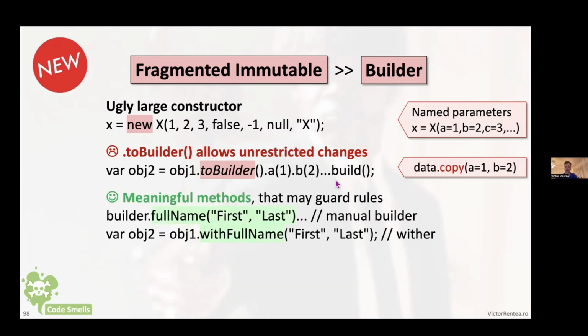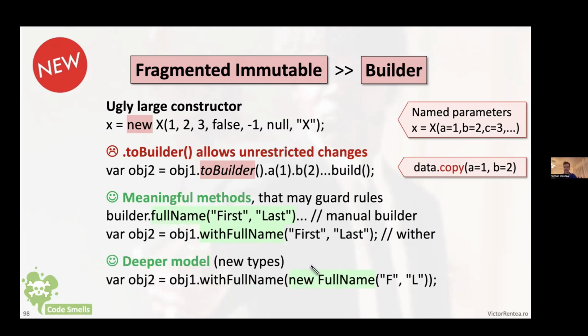I hate that. I would prefer to have smarter methods, like with full name, which ask you to pass the two strings that represent the full name. Maybe A and B were first and last. Why not make a method which is more semantically rich? Or maybe you can even discover new value objects, new types. Maybe you could discover that you would benefit from creating a class named full name, or a record named full name. So you see, Builder tends to hide these ideas from you.